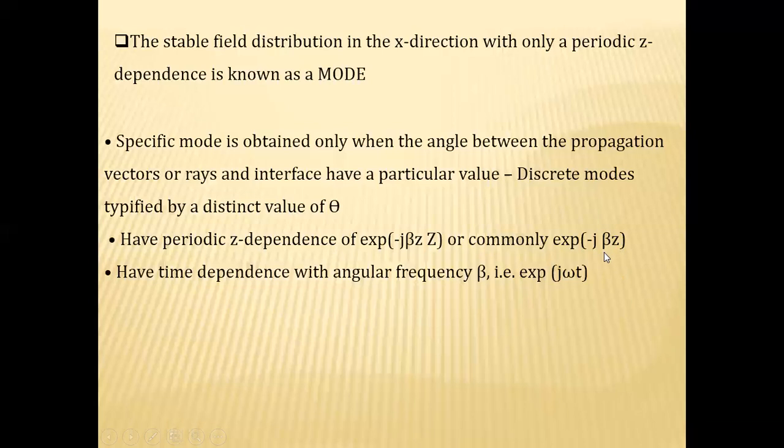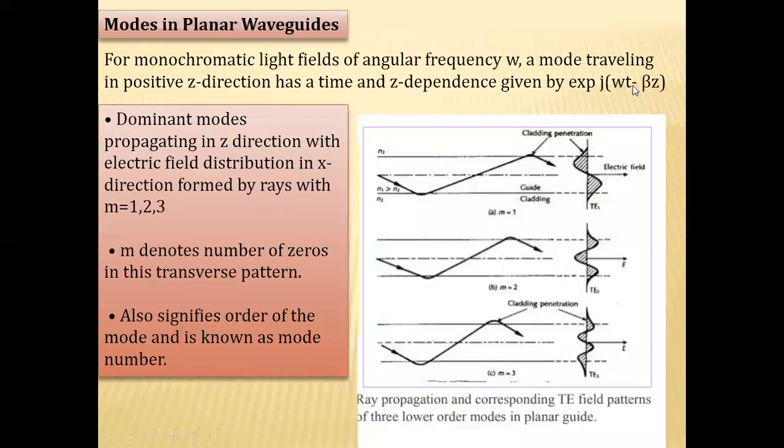Let us assume a time dependence of the monochromatic electromagnetic light field with angular frequency omega, then the exponential becomes exponential of j omega t. The combined factor, exponential of j omega t minus beta z, describes a mode propagating in the Z direction. So for a monochromatic light field of angular frequency omega, a mode traveling in the positive Z direction has a finite Z dependence, which can be given as the exponential term of omega t minus beta Z.